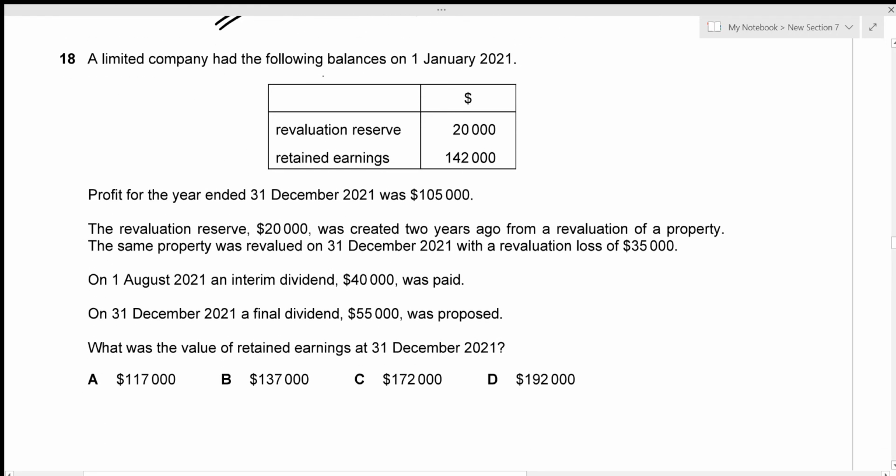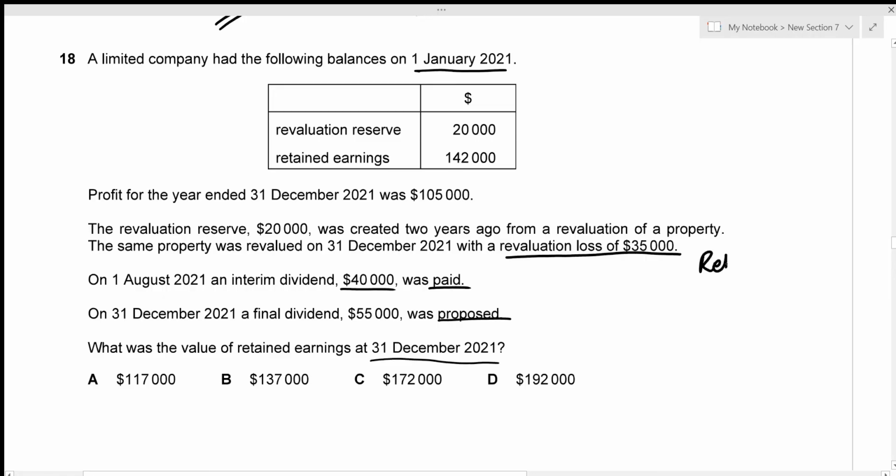A limited company had the following balances on 1st January 2021. We're given the revaluation reserve and we're given the retained earnings. We're also given the profit for the year, and revaluation reserve 20,000 was created 2 years ago from a revaluation of the property. The same property was revalued with a revaluation loss. So that's loss, which means that 35,000 needs to be deducted. We're also given an interim dividend 40,000 which was paid, and we're given a final dividend which was proposed. Now we need to figure out the value of retained earnings at 31st December 2021.